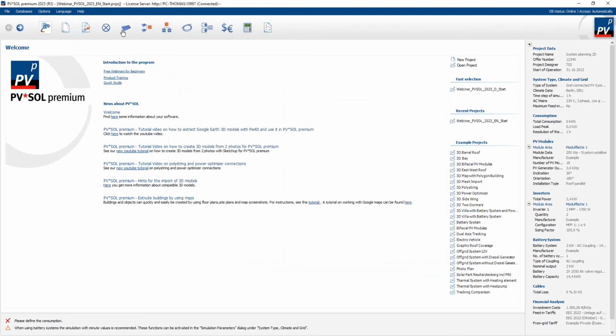We have an icon bar available here, which represents a workflow, and we have to work through it from the left to the right, from the welcome or project data window to the presentation window, and we have to go through each of these icons. And now we have to start with the project data.